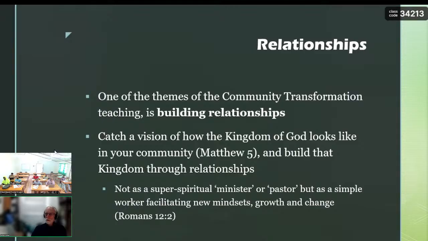and change. So many times we've got to get off the podium and off the Sunday morning platform and build new, authentic relationships with everyone in the community, drawing them in to the kingdom of God. So that's the essence of relationships.